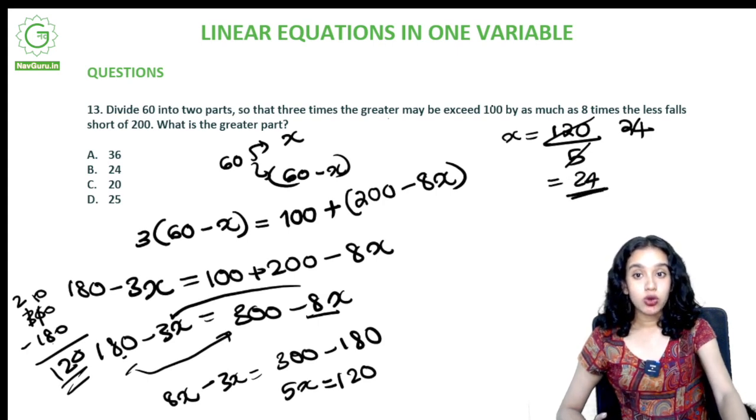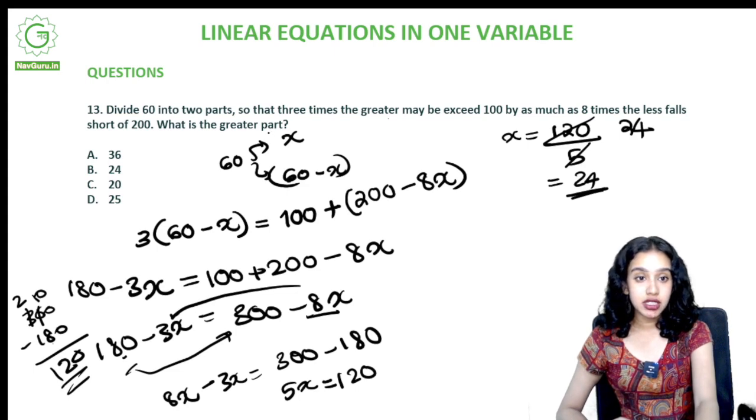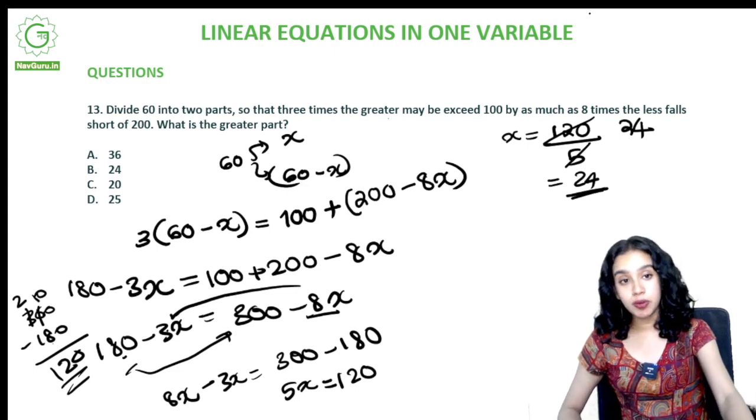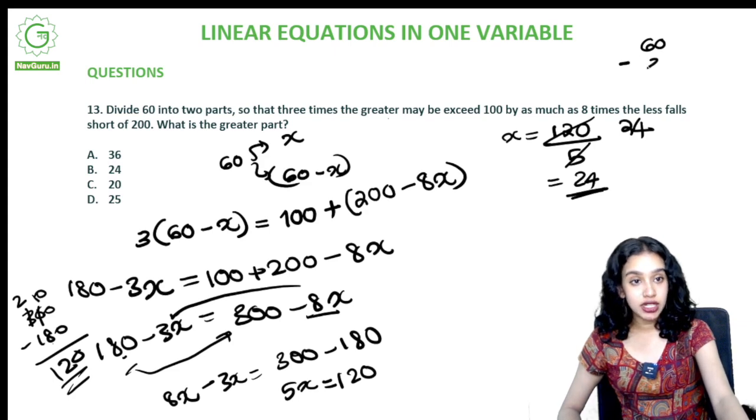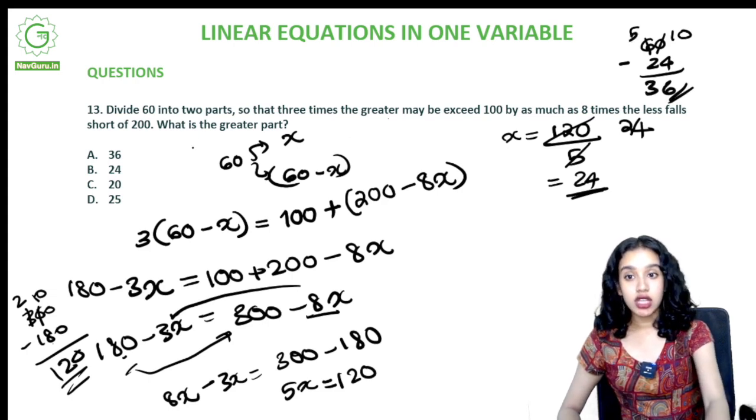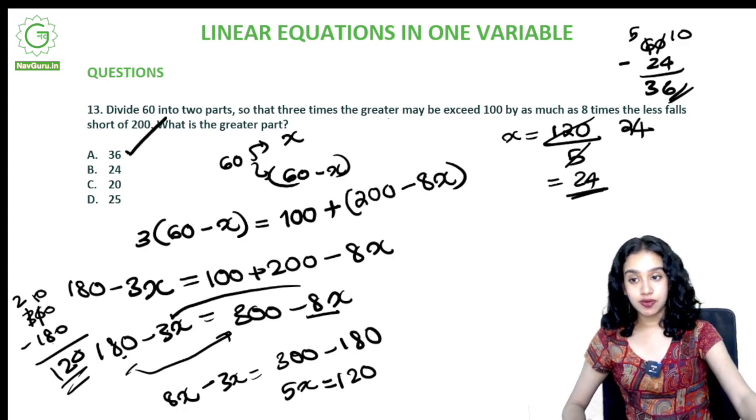Right? So we need to find the greater part here. And 24 is the smaller part. So what is the greater part? 60 minus 24. Right? So this becomes 10 and this becomes 5. 5 minus 2 is 3 and 10 minus 4 is 6. So the answer is 36.